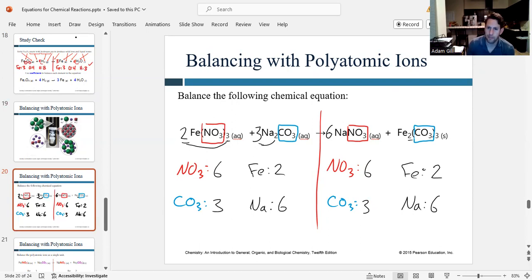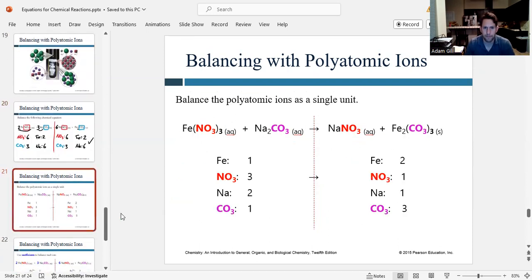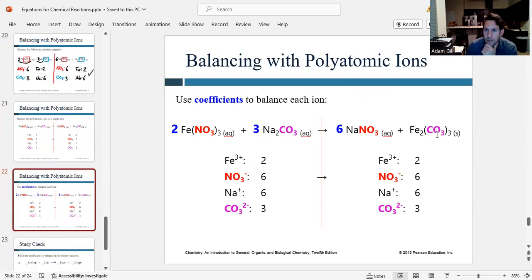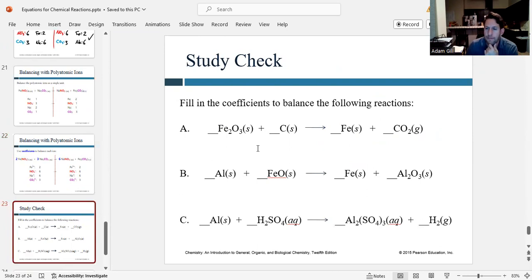And it looks like everything is now balanced. So we are done. So 2, 3, 6, 1. And it looks like we did it right. Okay, let's do a study check. Let's fill in the coefficients to balance the following reactions.